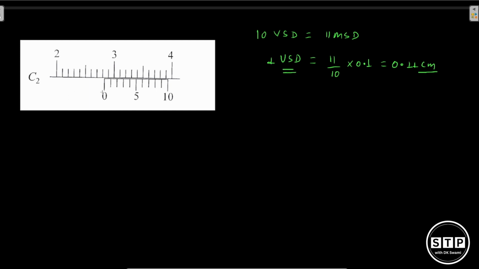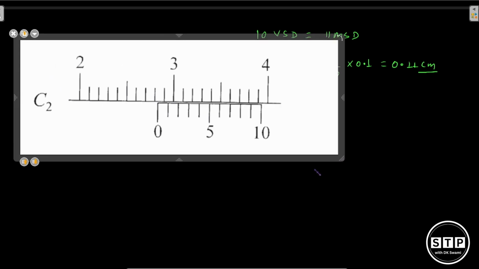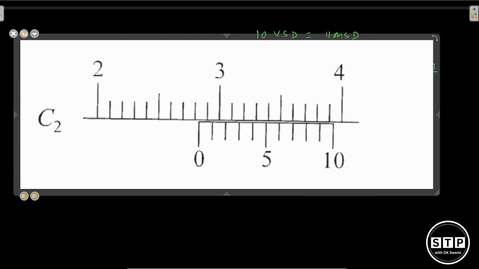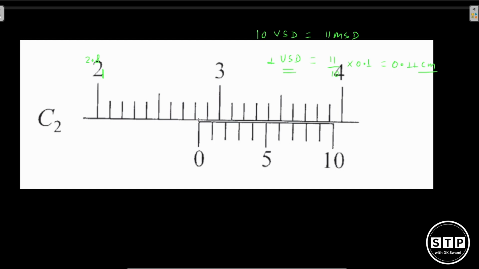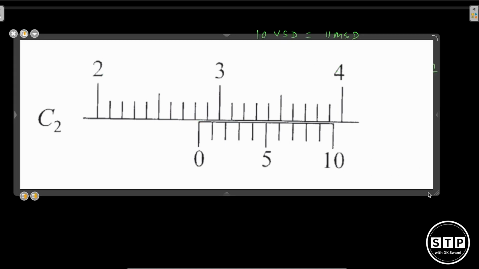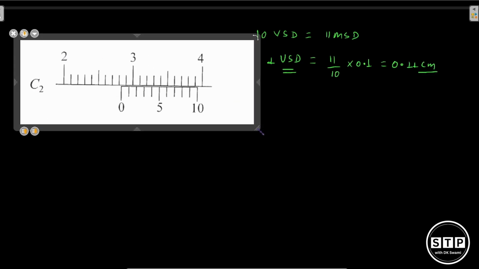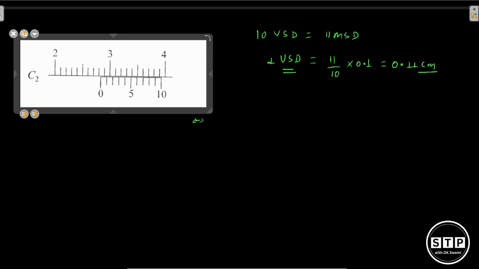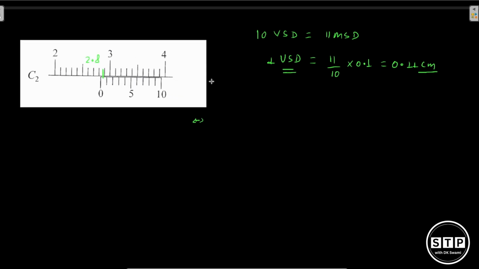Now we need to find out the total reading. We know that this much length is 2.8, and we need to find out this extra length. Let me zoom it. So this much extra length we need to find out. We know that this is 2.8 and this much length we need to find out. So let's calculate that length. What should I do in this case?